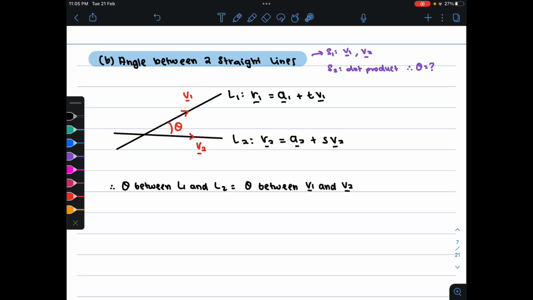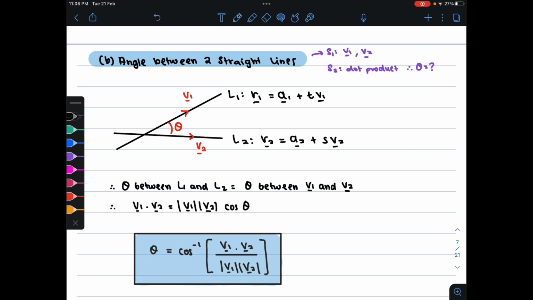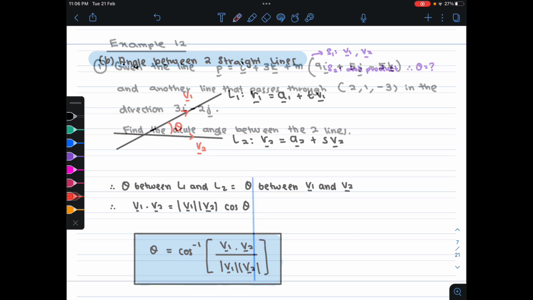So since we have v1 and v2, we can find the angle theta by using the scalar product. And if you rearrange this, you can find the angle theta, which is cos inverse of v1 dot v2 divided by the magnitude of v1 and v2.